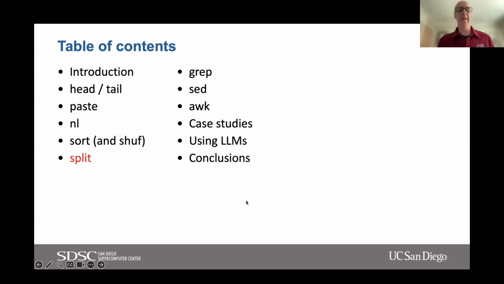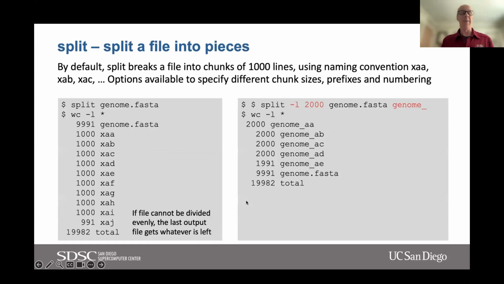So I'm going to move on to split. Our commands are going to start getting a little more complicated. So the split command will take a file and it will split it into pieces. So split will, by default, break a file into chunks of 1,000 lines, and it will use a naming convention where the files are called xaa, xab, xac, and so on.